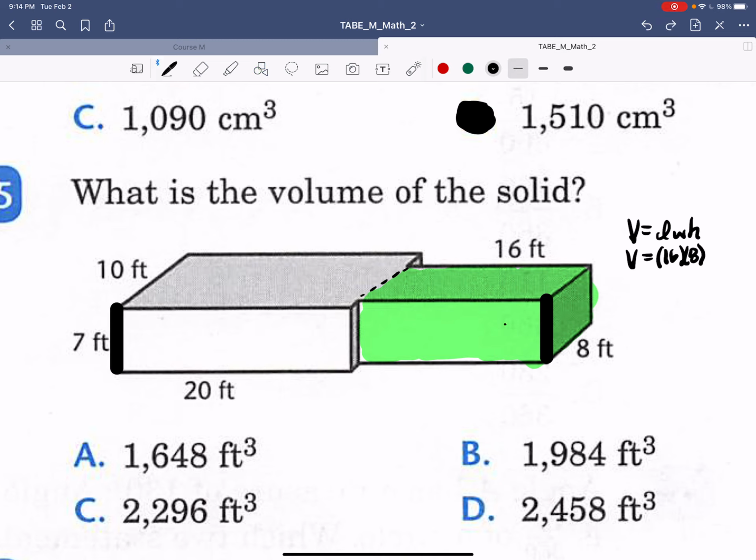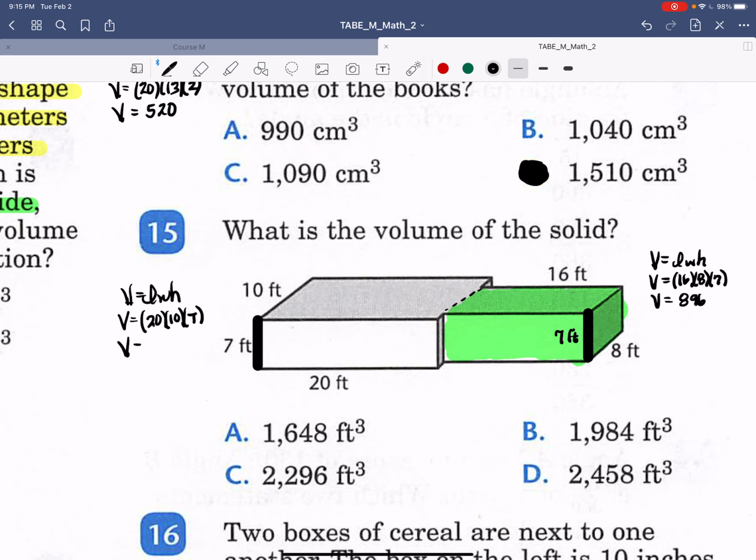Then this one, volume is length times width times height. Length is 20. Width is 10. And height is 7. So we're going to multiply 20 times 10 times 7, and that's 1,400. Plus 896 is 2296 cubic feet. So for number 15, I'm going to go with C.